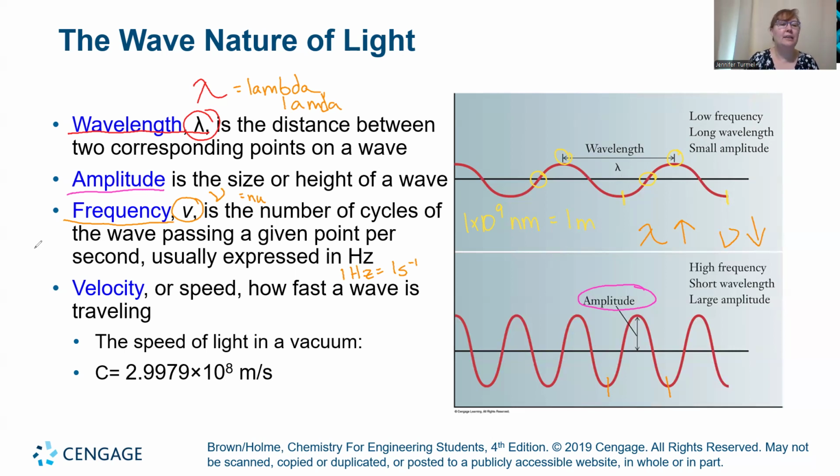And last but not least here, we have the concept of velocity or speed. This is how fast a wave is traveling. And the speed of light in a vacuum, or c, is 2.99792 times 10 to the 8th meters per second. So we'll be using that value quite a bit.